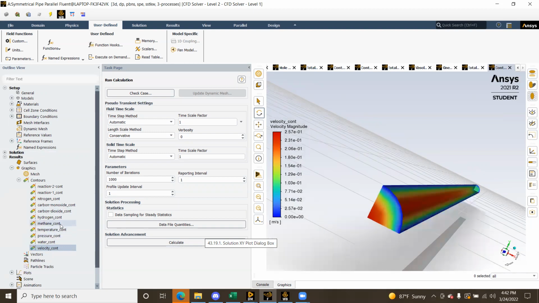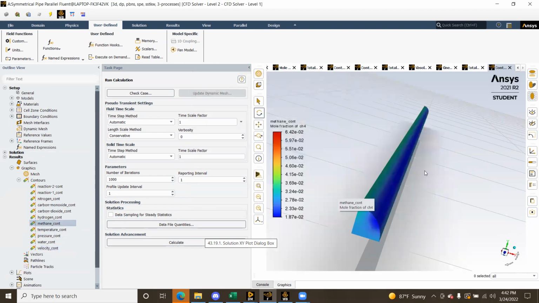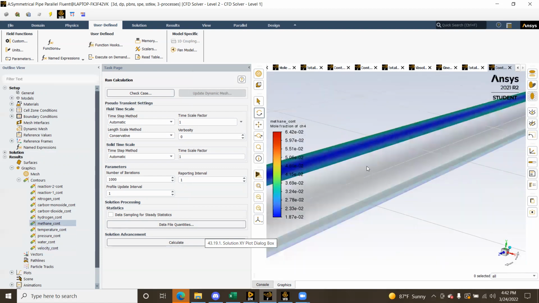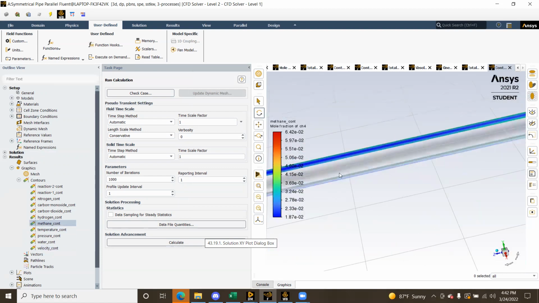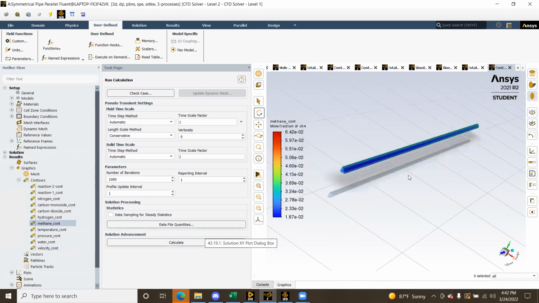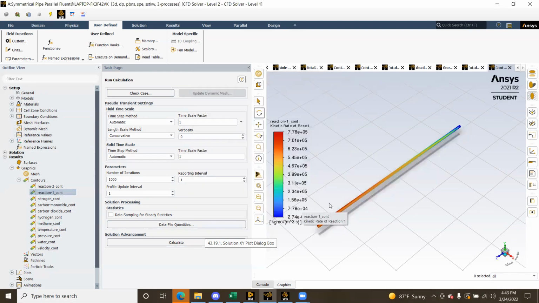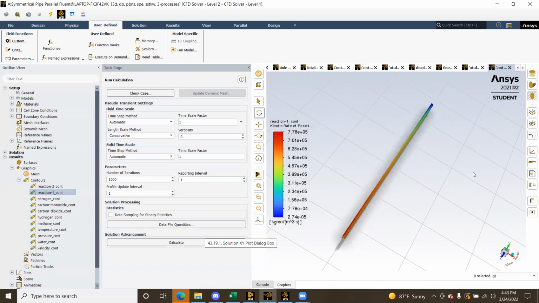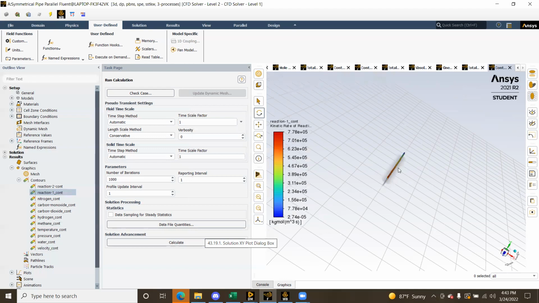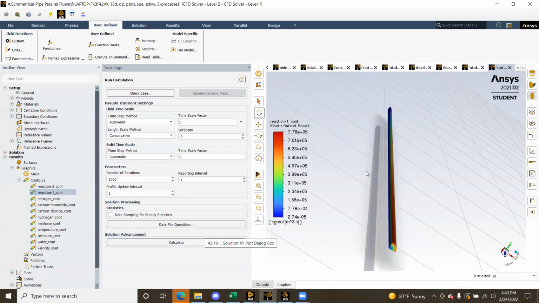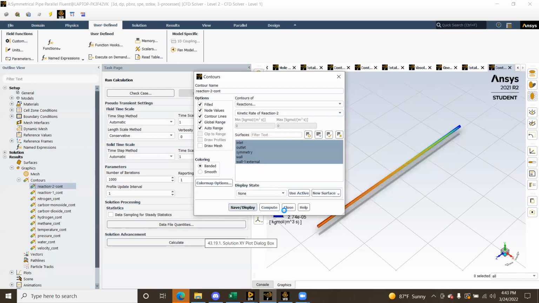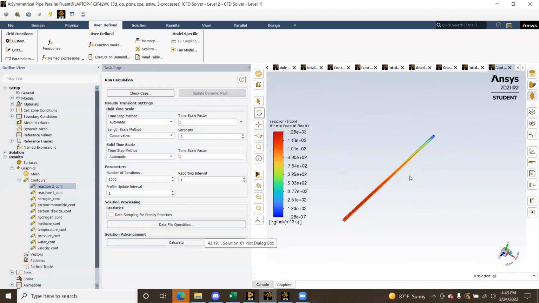I'm not really sure what to make of the mole fraction ones, but they seem consistent with the graphs, so nothing too concerning. Reaction 1, that's what that looks like. Reaction 2, that's what that looks like. They look pretty similar again. Obviously different orders of magnitude.